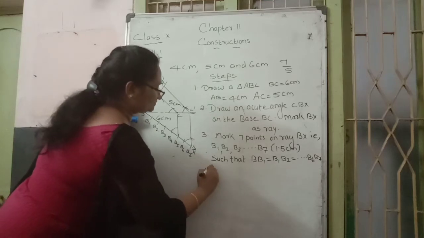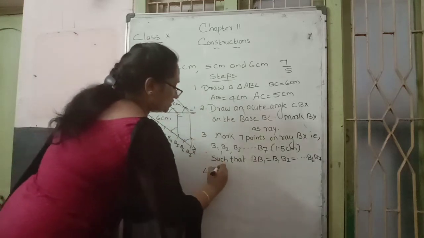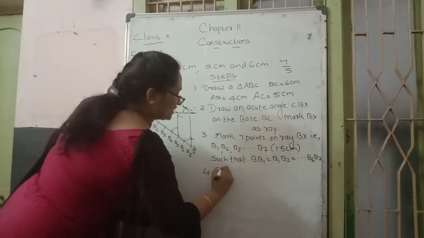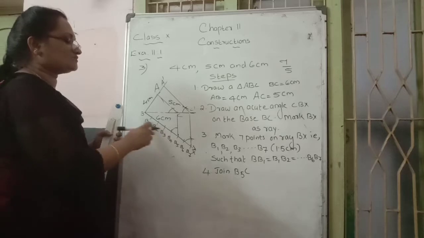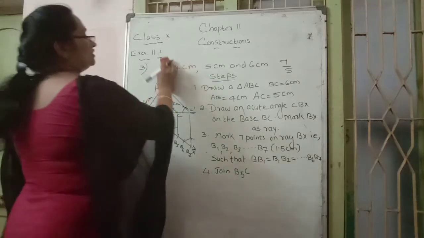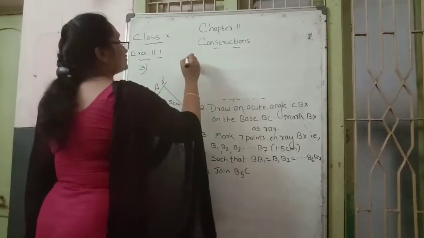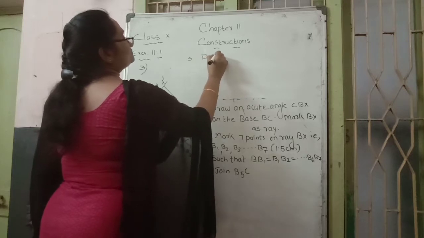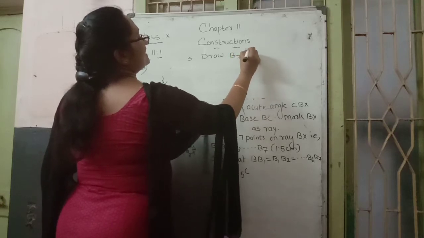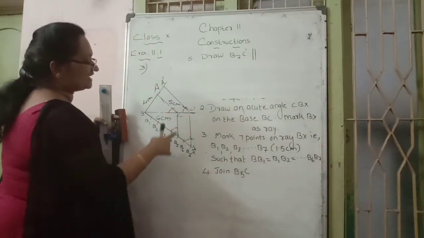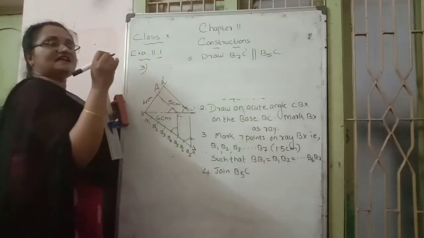Then the fourth point. Next, what did we do here? Just join B5 to C. I hope you can understand this. Next is to draw the parallel line. The fifth point is to draw B7 C dash. B7 C dash is parallel to which side? B5C side. Draw a parallel line.